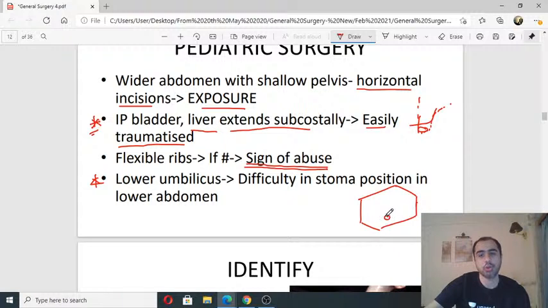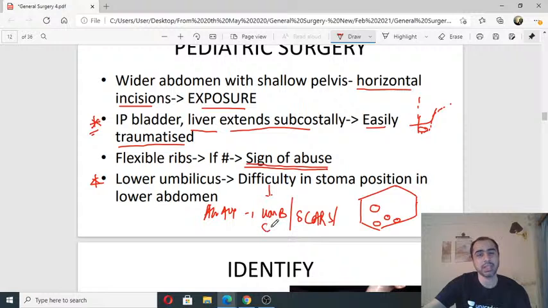If the umbilicus is lower, there is very little gap in the lower half. I cannot position a stoma in the lower abdomen. So even if I am creating an ileostomy, it is usually in the upper abdomen. Remember, stomas have to be away from the umbilicus. They have to be away from scars. They have to be away from skin crease. So if the umbilicus is lower down, that room is not there to create a stoma.